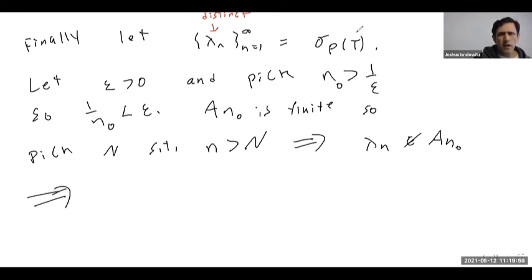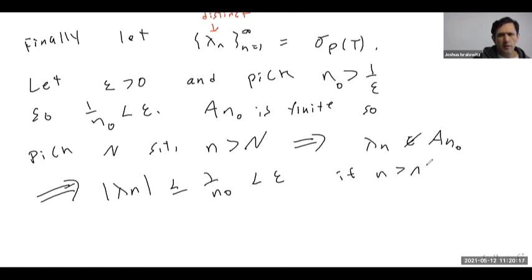So this implies that, well, what does this mean? This means that lambda n is less than or equal to 1 over n naught, which is less than epsilon, if n is bigger than n naught. And that proves that the limit of these eigenvalues is 0.